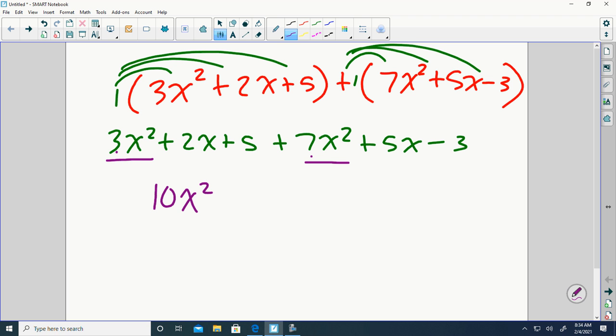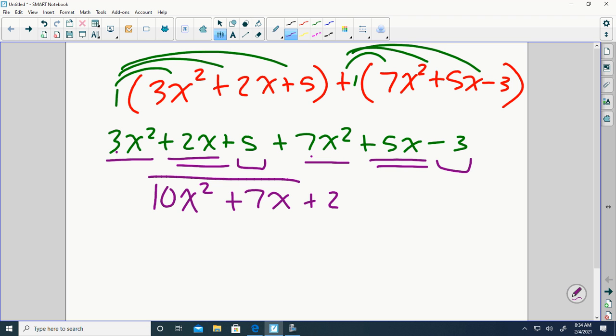Then I have 2 more like terms. So I have 2x and 5x. 2 added to 5 is 7x. And then I have 5 and negative 3. So 5 minus 3 is 2. Here's my answer, and I'm all done.